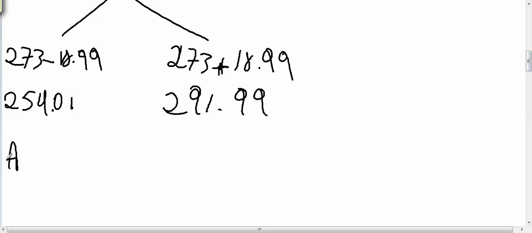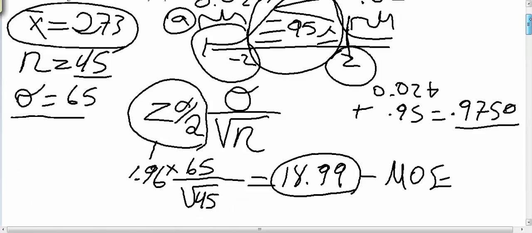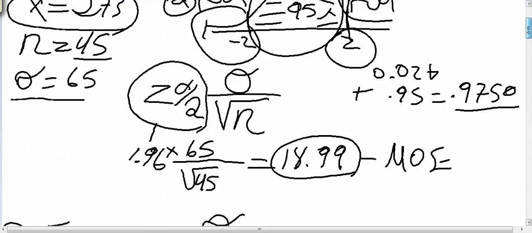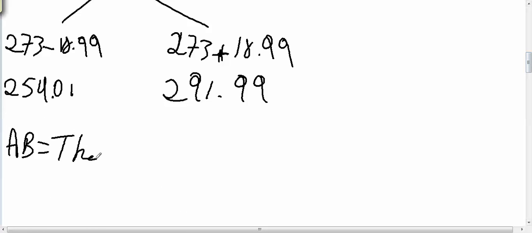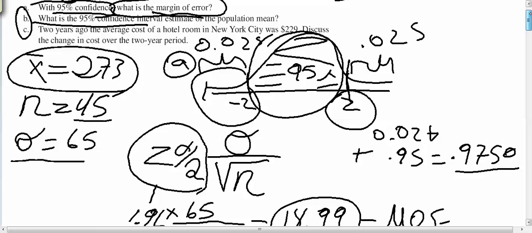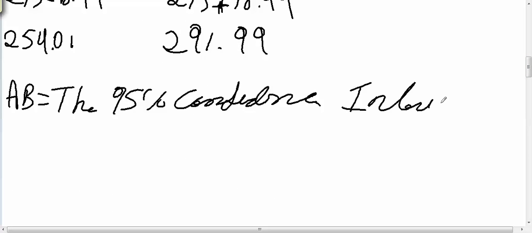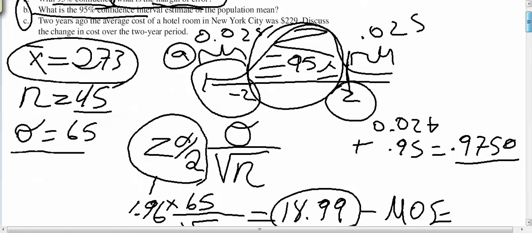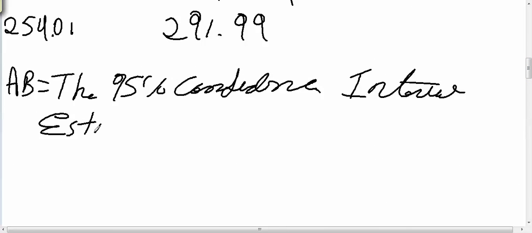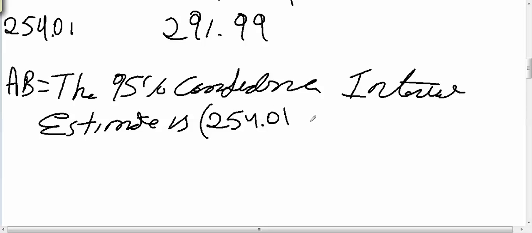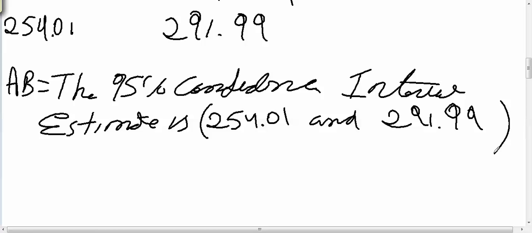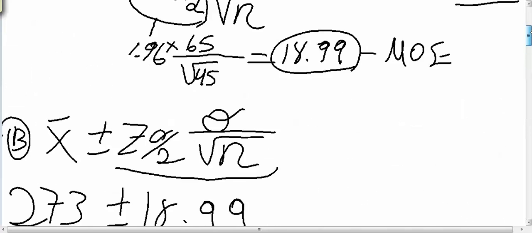So the answer for B is the following. The 95% confidence interval estimate is 254.01 and 291.99. That's all for B. Now let's move on to C.